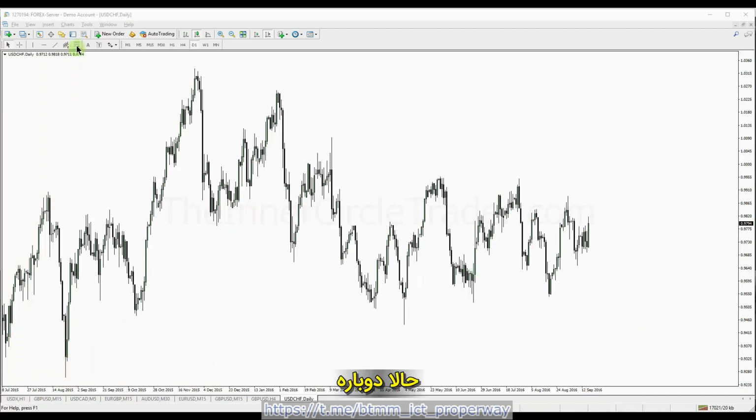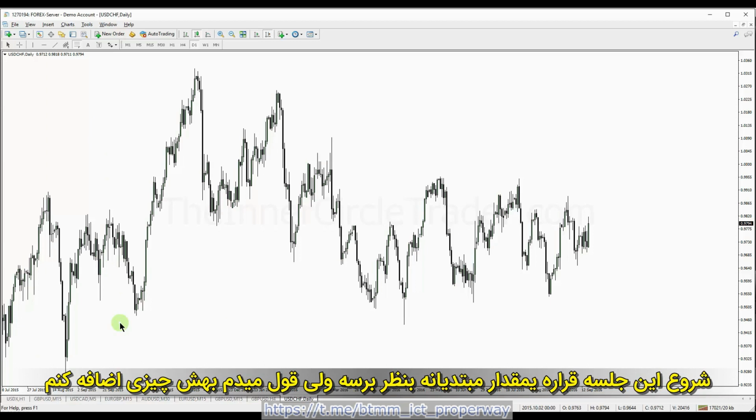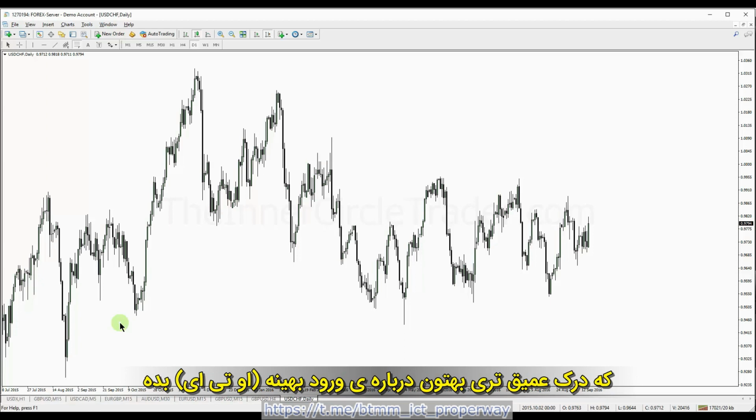Now, again, just as a forewarning, for some of you were actually pupils of mine prior to me starting this mentorship. This is going to seem a little bit elementary initially, but I promise I'll add something to it that may bring a little bit more depth to the understanding of what optimal trade entry is.